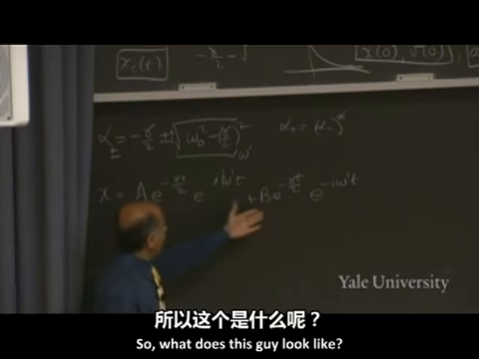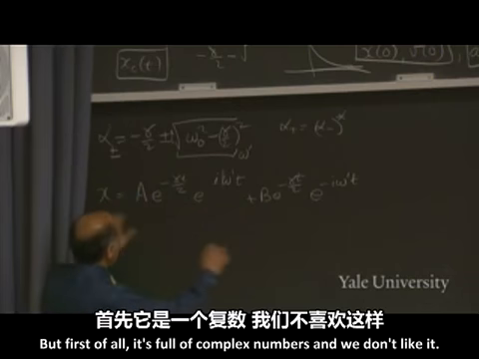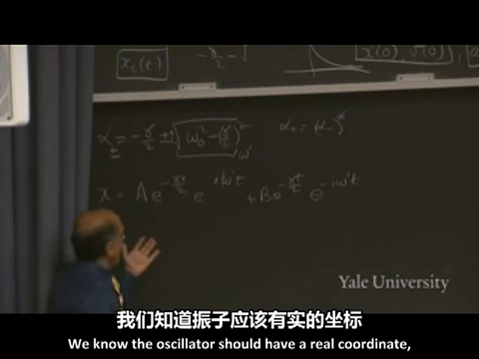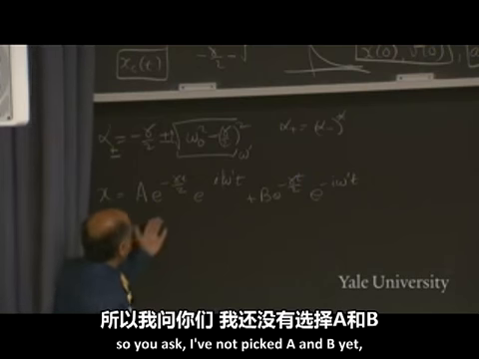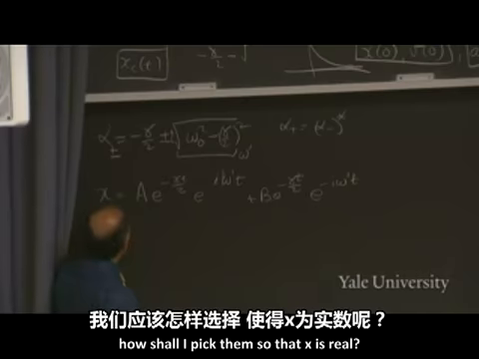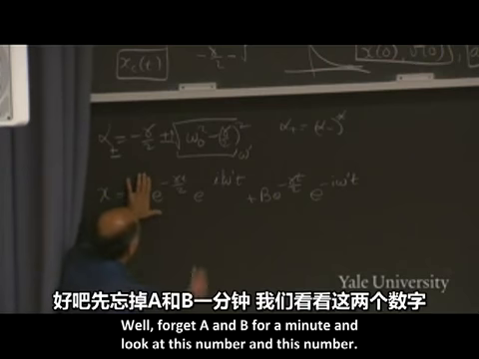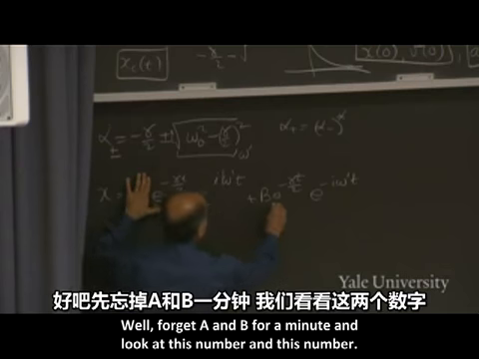So what does this guy look like? Well, first of all, it's full of complex numbers, and we don't like it. We know the oscillator should have a real coordinate. So you ask, I have not picked A and B yet. How shall I pick them so x is real? Well, forget A and B for a minute and look at this number and this number.